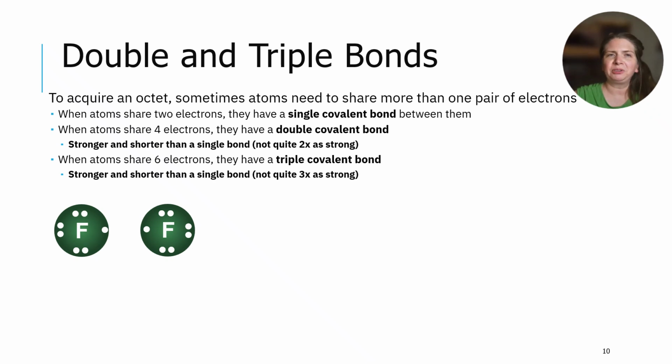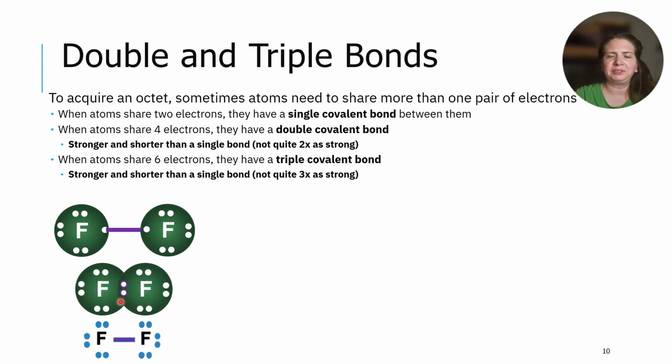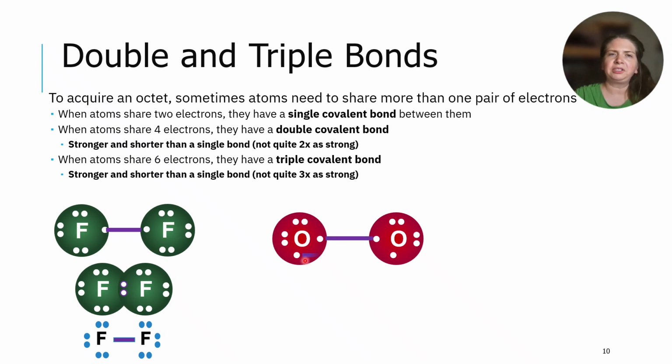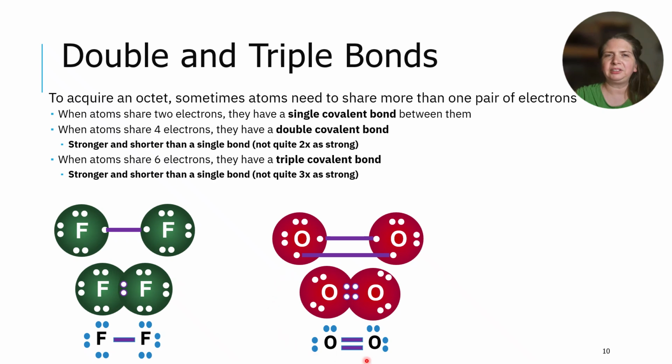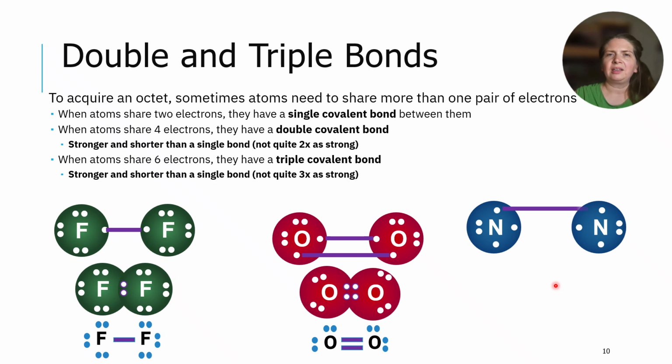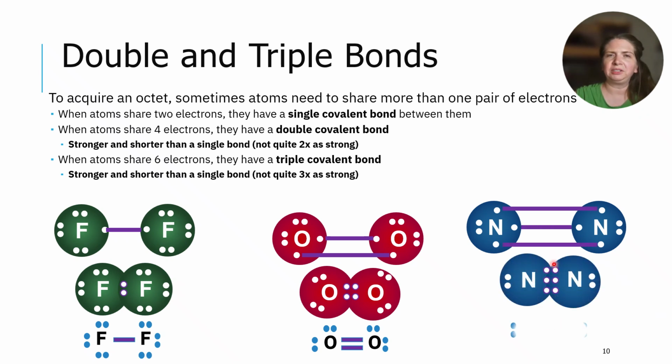Sometimes atoms must share more than one pair of electrons to satisfy the octet rule. For example, 2 fluorine atoms each have 1 unpaired electron, so they share 1 pair of electrons to form a single bond. 2 oxygen atoms each have 2 unpaired electrons. To satisfy the octet rule, they share 2 pairs of electrons, forming a double bond, which is represented by 2 lines between the 2 atoms. 2 nitrogen atoms each have 3 unpaired electrons. They share 3 pairs of electrons, forming a triple bond, represented by 3 lines.